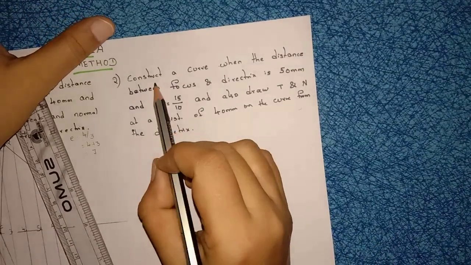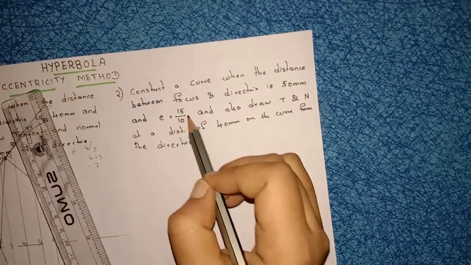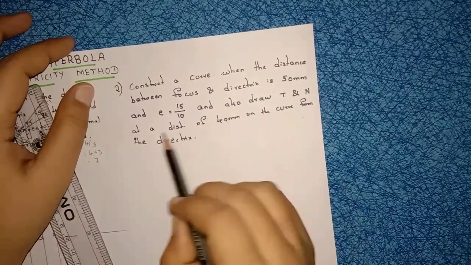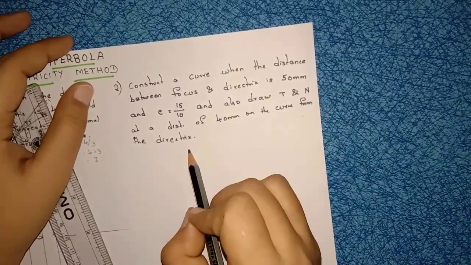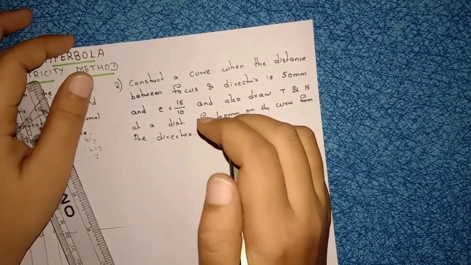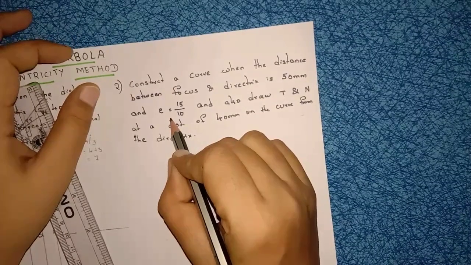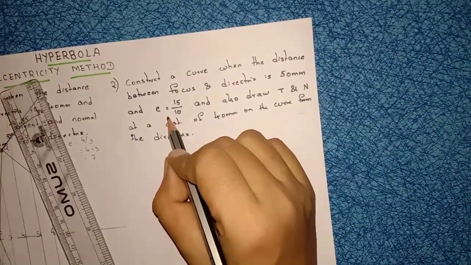Right? So let us see the next problem. The question is, construct a curve when the distance between focus and directrix is 50 mm and eccentricity is equal to 15 by 10, and also draw tangent and normal at a distance of 40 mm on the curve from the directrix, right? See here, I didn't mention the name of the curve, so depending on the E value you have to identify what type of curve you have to draw: ellipse, parabola, or hyperbola, right?